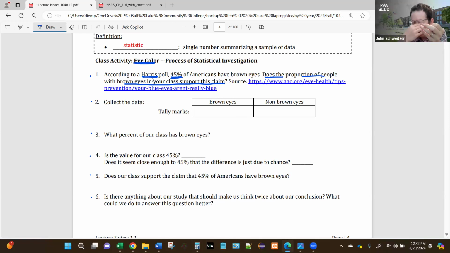Okay, if you don't want to participate, that's perfectly fine. But if you're willing to participate, that'd be great. So there's 2 types here. There's brown eyes and then everything else. If you have green eyes, I don't need to know you have green eyes. Just say brown or non-brown eyes.